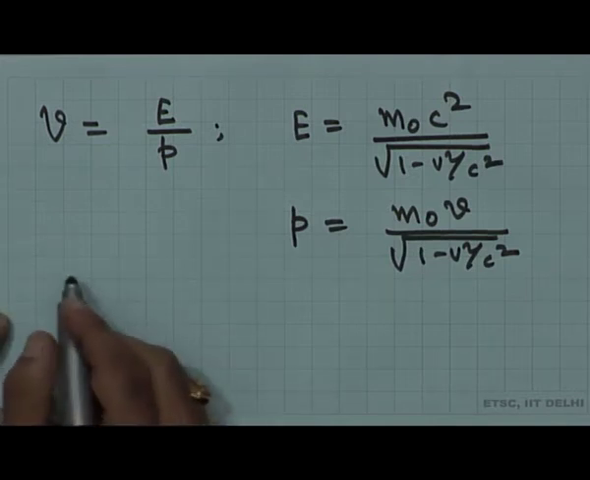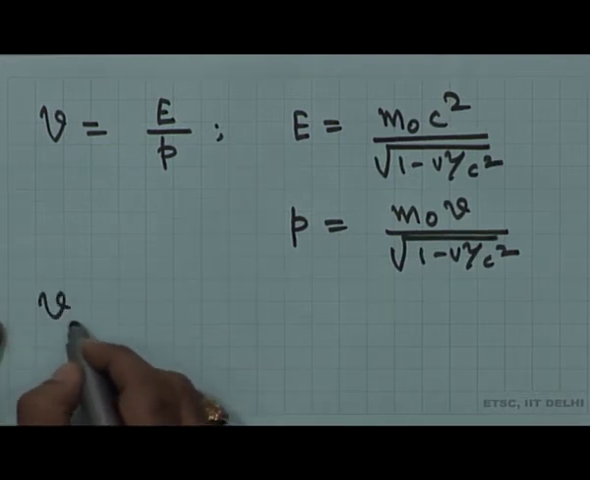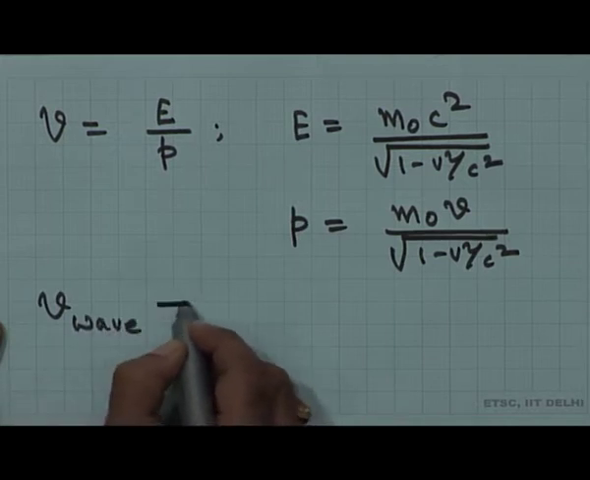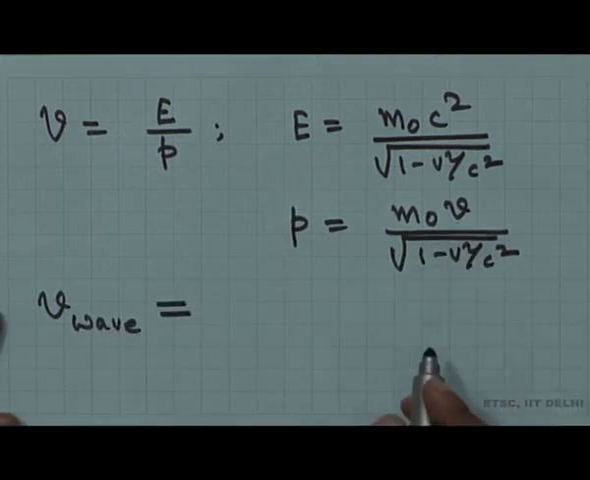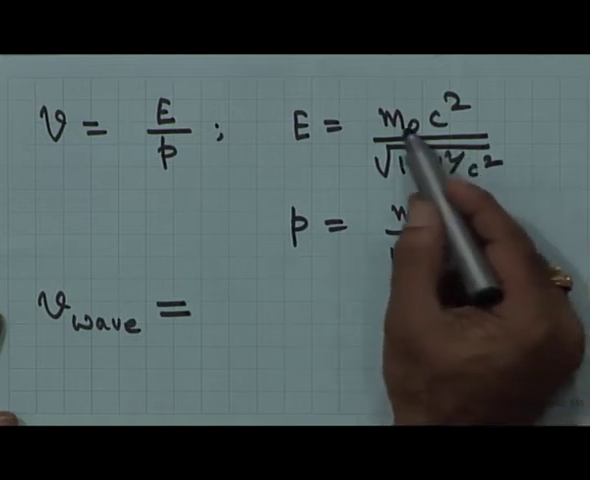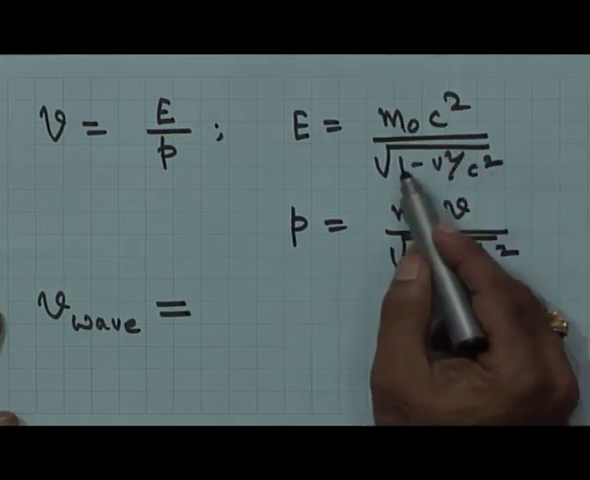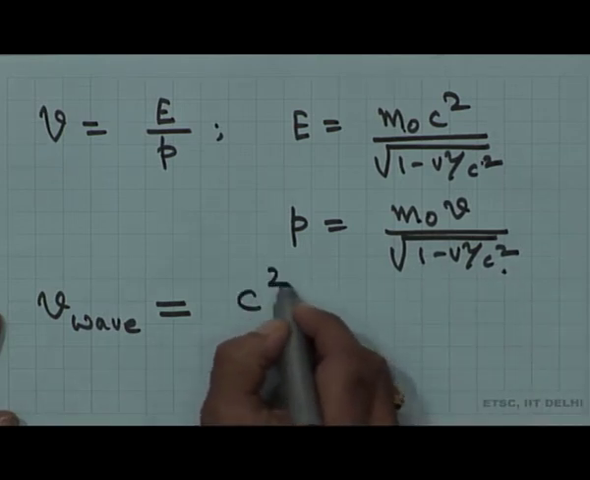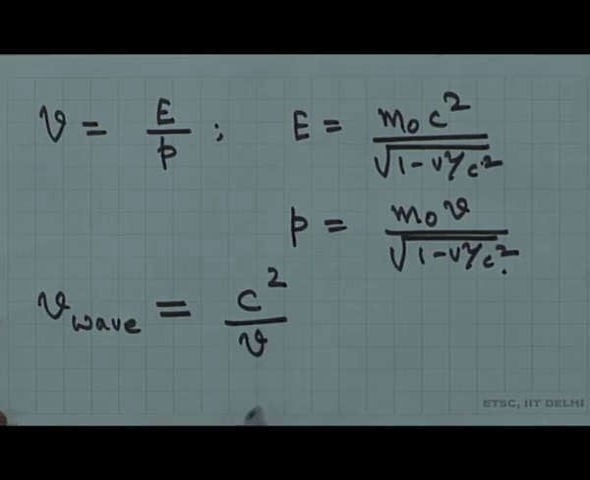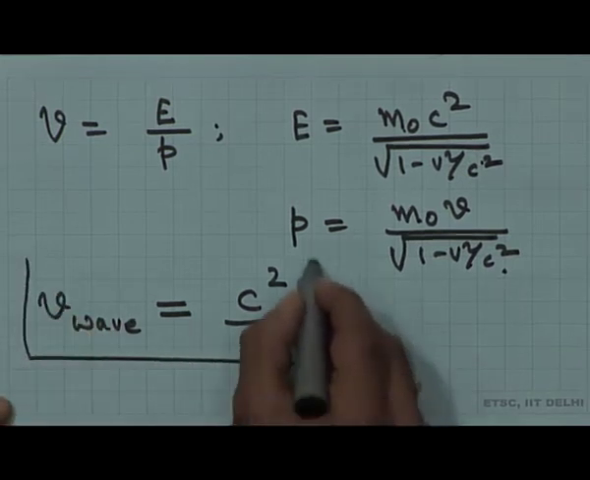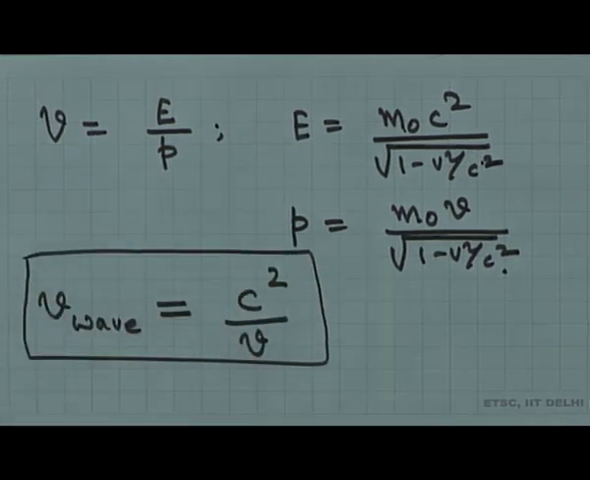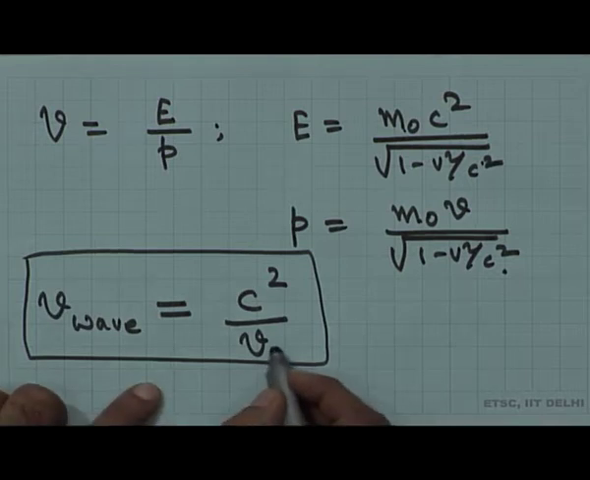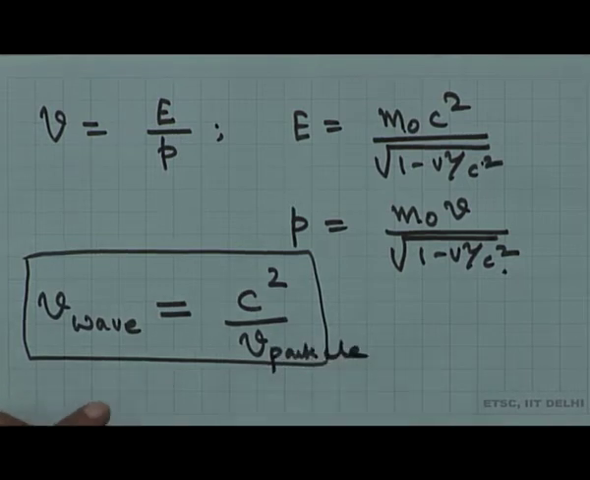So, what is my E by p? Let us calculate that. So, my v wave, what is this quantity? I am looking at this expression, m naught cancels, the gamma factor 1 over root 1 minus v squared by c squared cancels. I get an even more fantastic expression, namely the speed with which the wave moves is given by c squared by v. This v is the particle velocity.